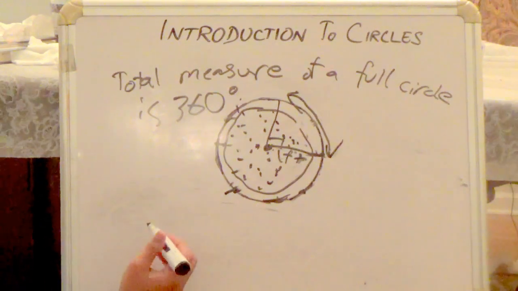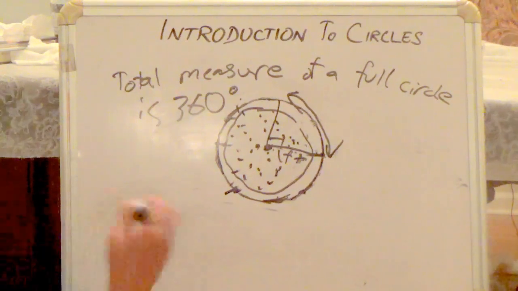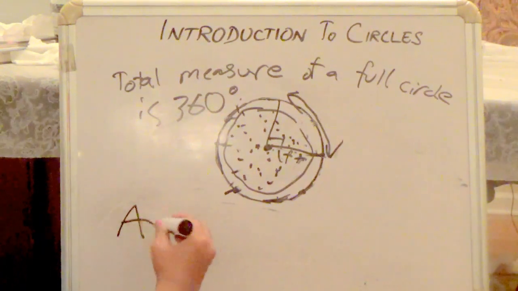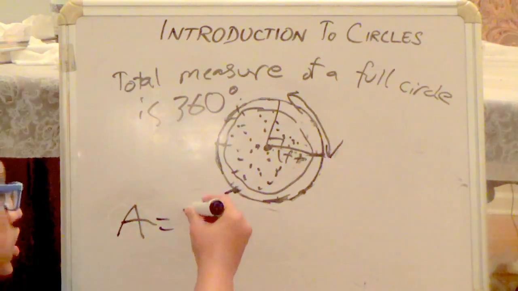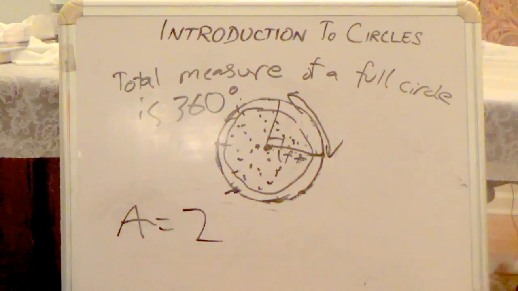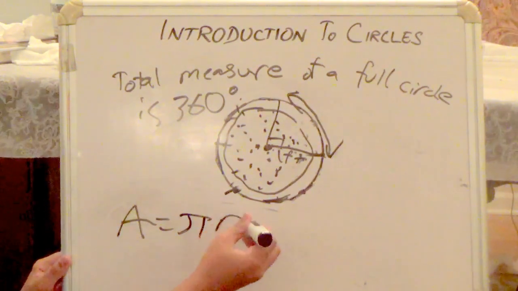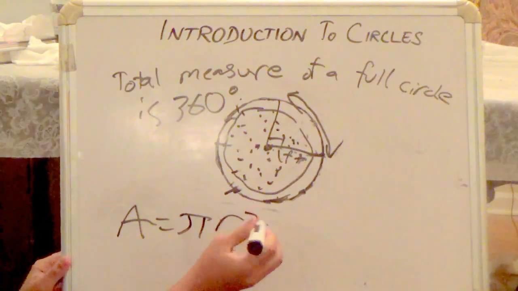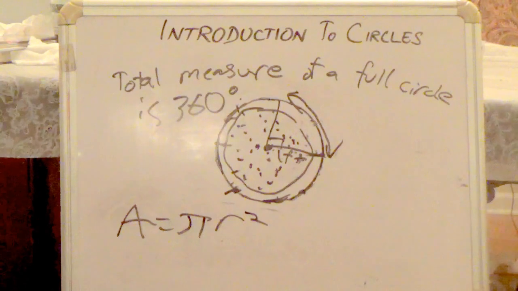So now let us take the area of a circle. If we remember, it is 2, no, that's the circumference. Okay, the area of the circle is pi times the radius squared, which means you multiply the radius twice. So pi times r squared.